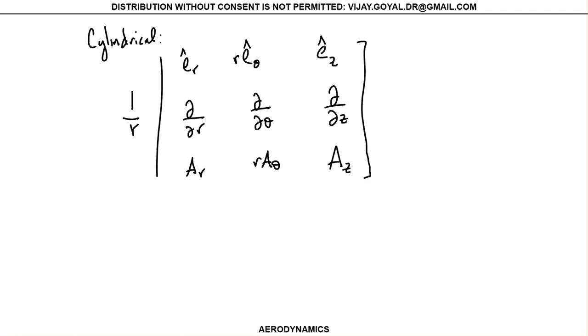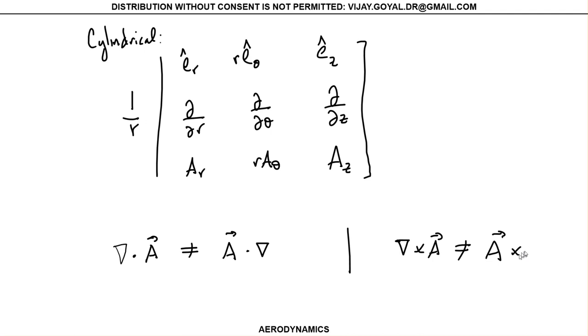Okay, so it should be obvious that if you take the dot product of del with A, it will not be equal to taking A dot product with del. Also, if I take this cross product of del with A, it will not be the same as taking A cross product with del. Okay, those are two different properties and you get two different answers. Let's apply some of the concepts to some problems and see how this actually pans out.